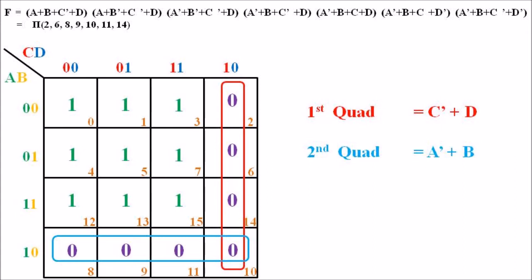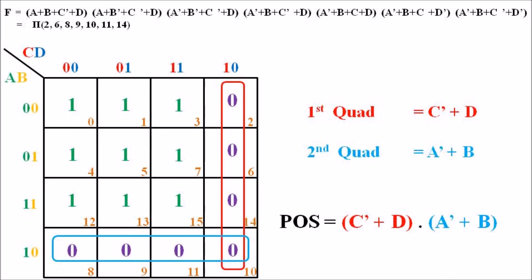Considering the second quad, it lies in the 4th row, and the values of A and B in that row are 1, 0 respectively. Since the values of A and B are not changing in that row, the max term can be written as A' + B. In each and every column, the values of C and D are changing, so we ignore C and D. The final POS can be written as the product, or ANDing, of these individual terms, that is, POS is equal to (C' + D)(A' + B).